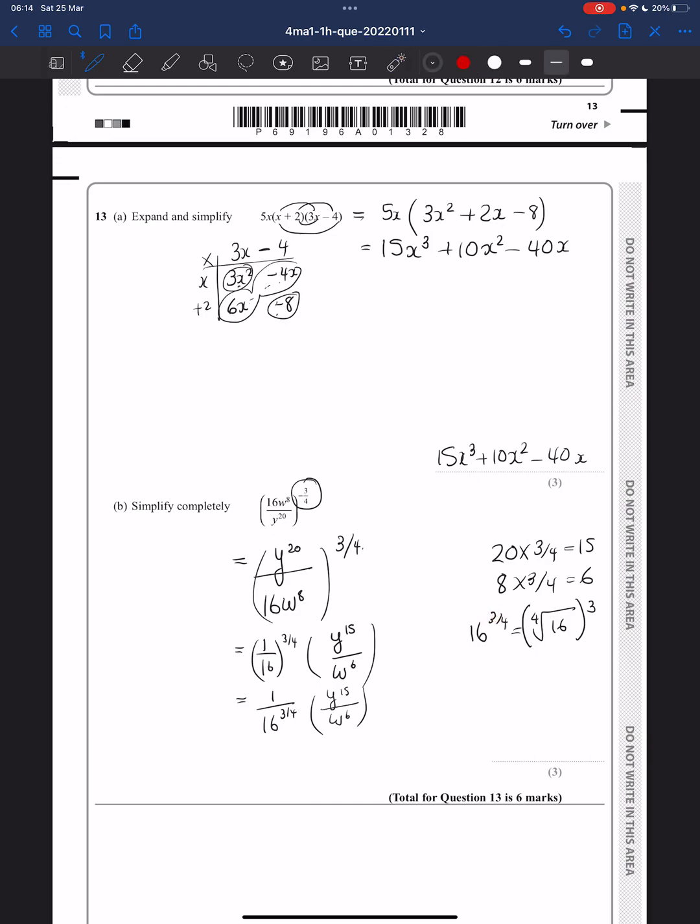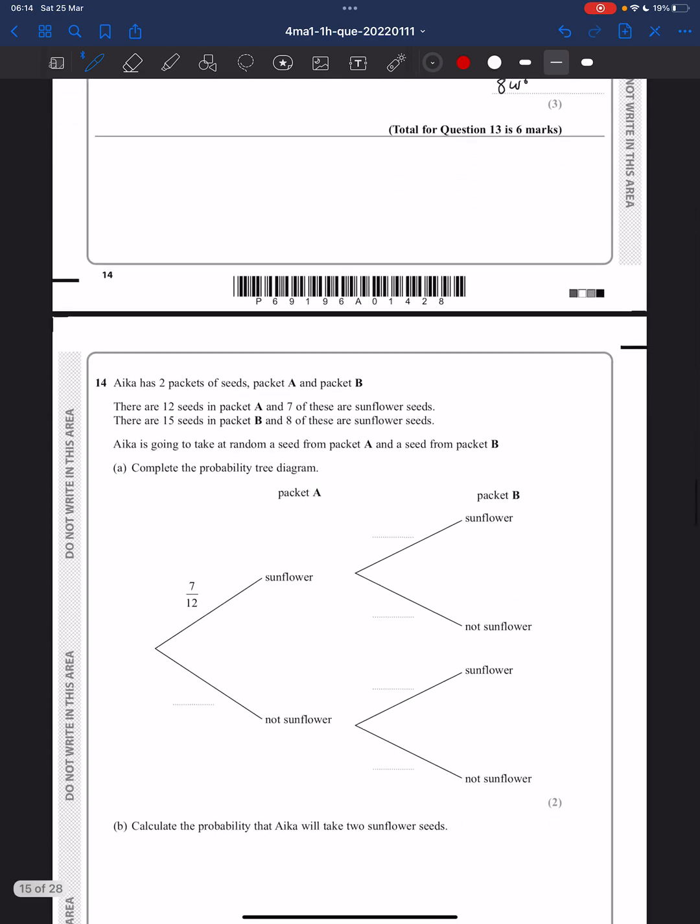Or you can do it on your calculator for this one here. The 4th root of 16 is 2, because 2 to the power 4 is 16. 2 cubed is 8. So the overall answer is 1/8. We'll put the y on the top: y to the 15 w to the 6. There we are.